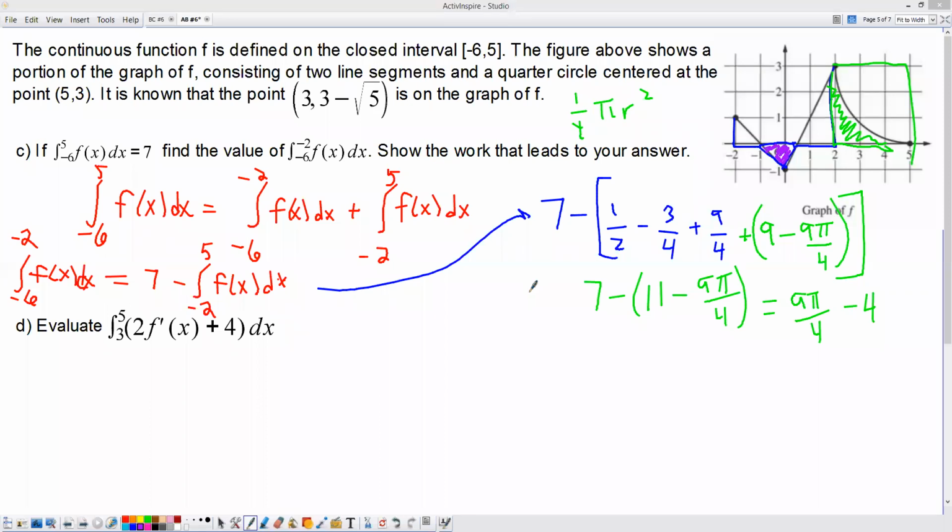When I'm subtracting the integrals, how do I know it's -6 to -2? Oh, well, I just chose to break it up into -6 to -2 and -2 to 5 because, for one, -6 to -2 is the piece I'm supposed to be looking for, and -2 to 5 is the only part I can find because that's what my graph encompasses. All right. Any other questions there on part C?